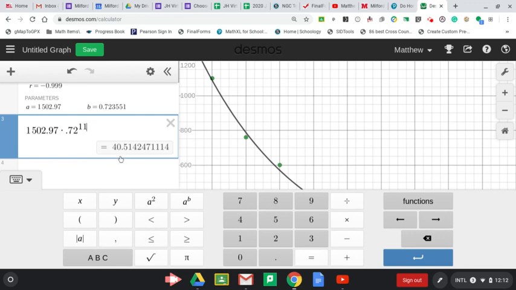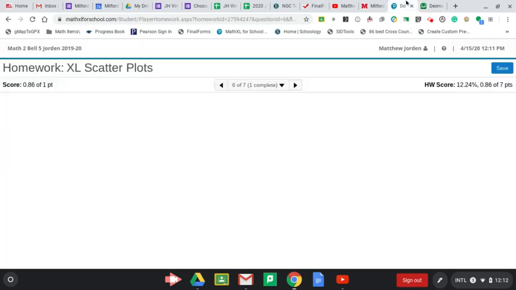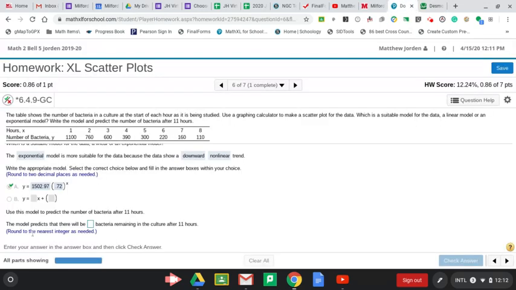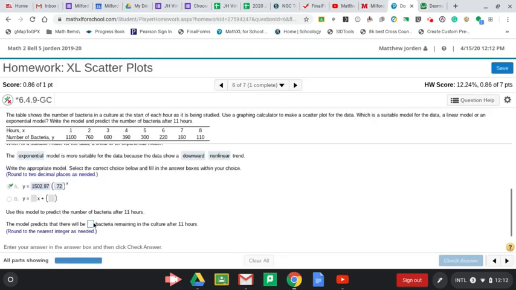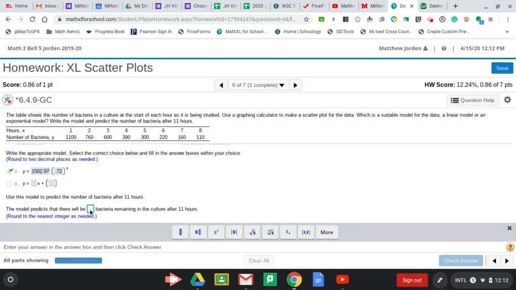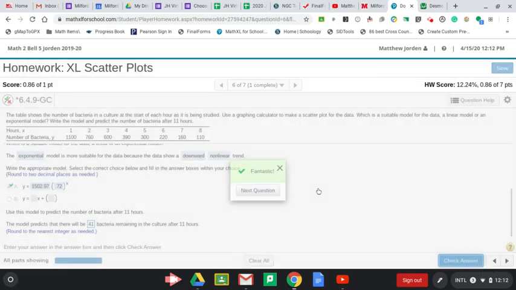So approximately 40.51, if it wants that many decimals. Oops, no, round to the nearest integer. So for us here, we'll have to round up. So 41 bacteria is our approximation after 11 hours. Okay, hopefully that helps.